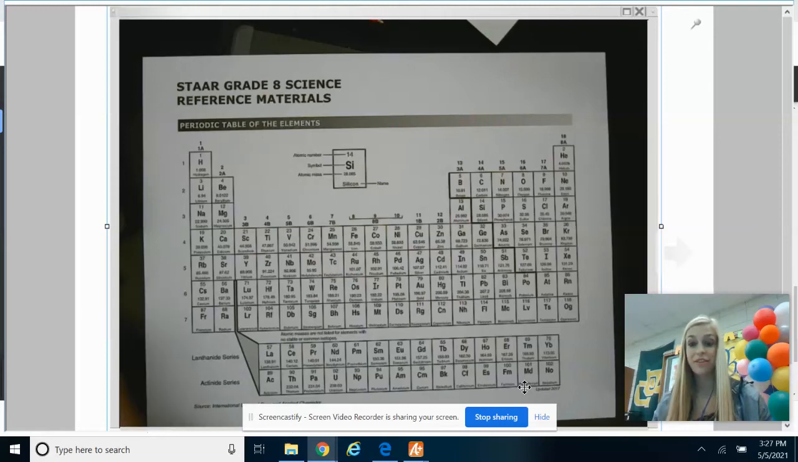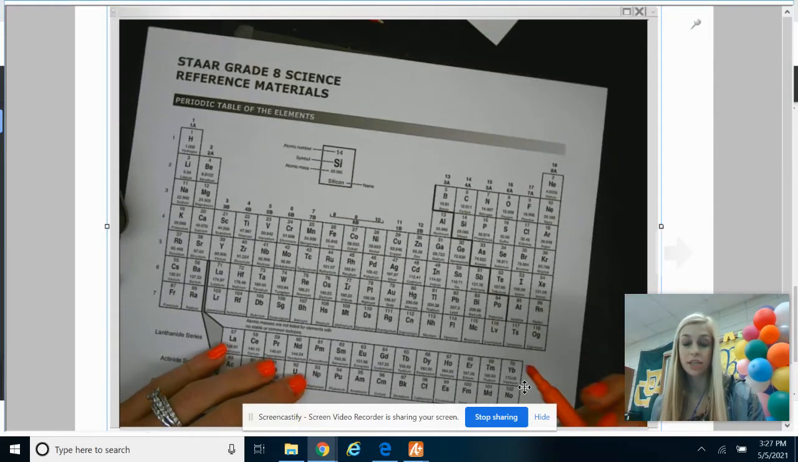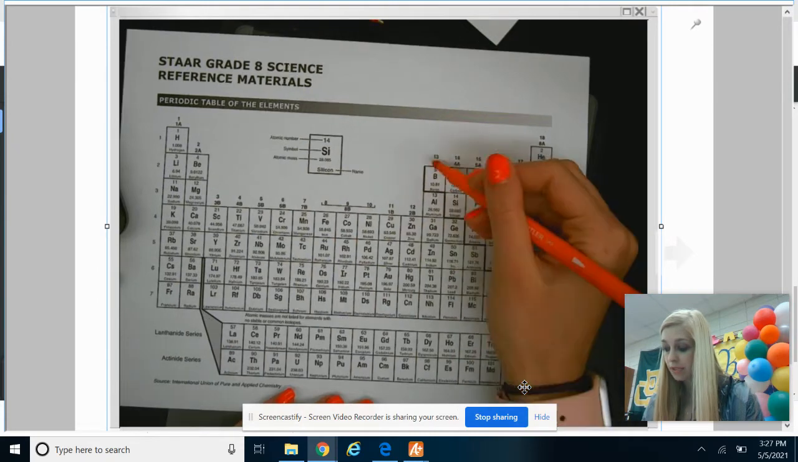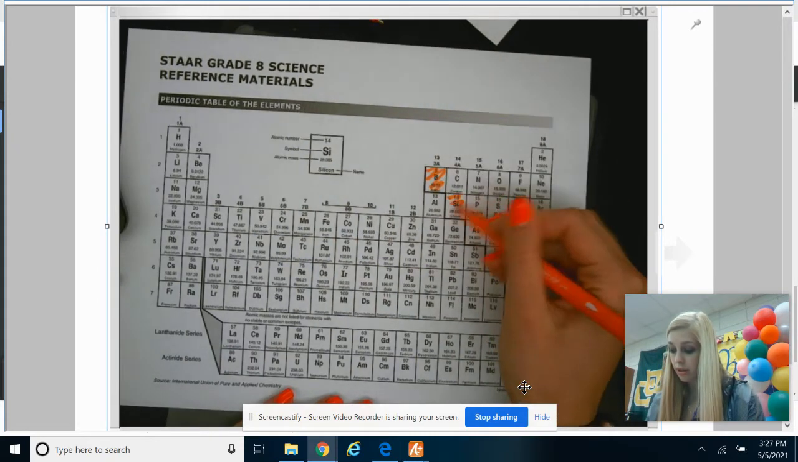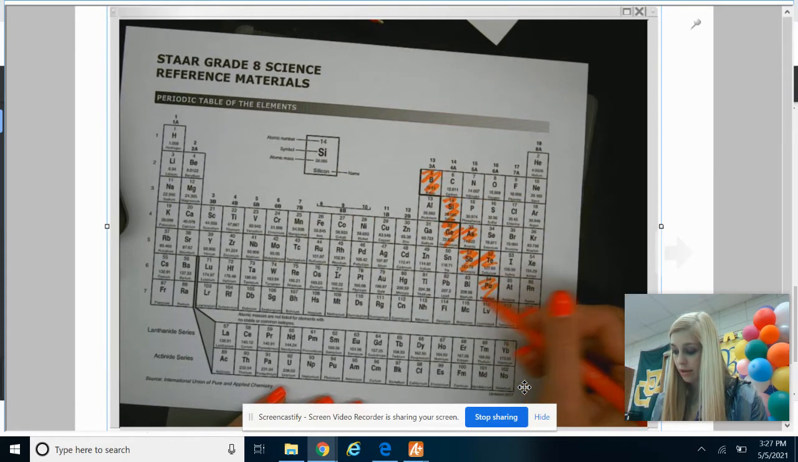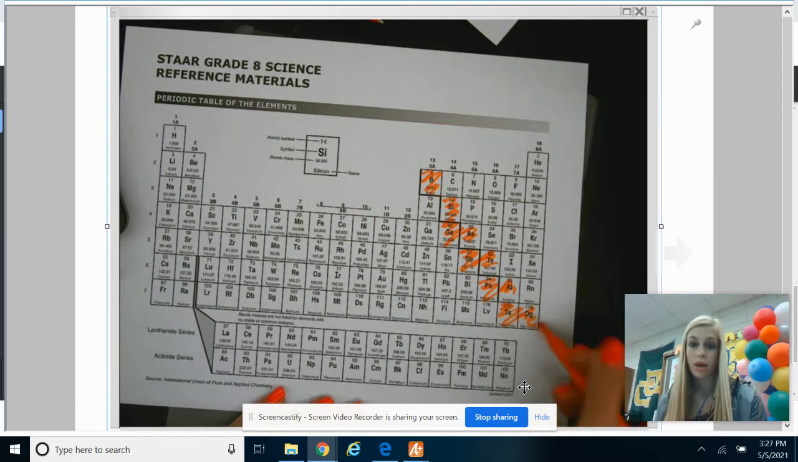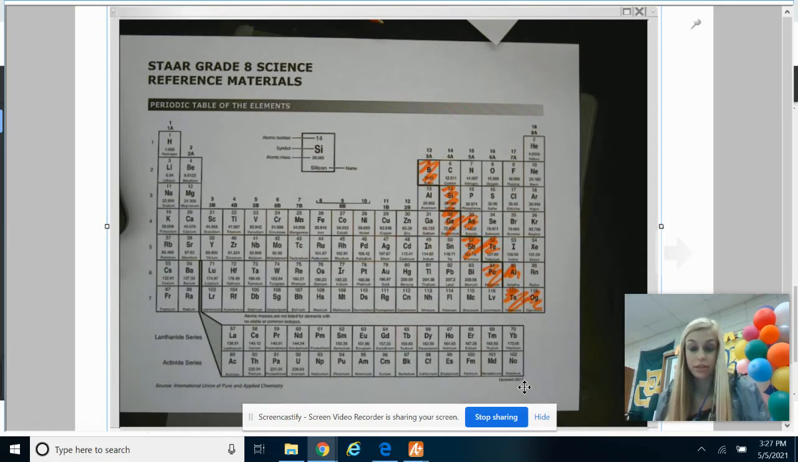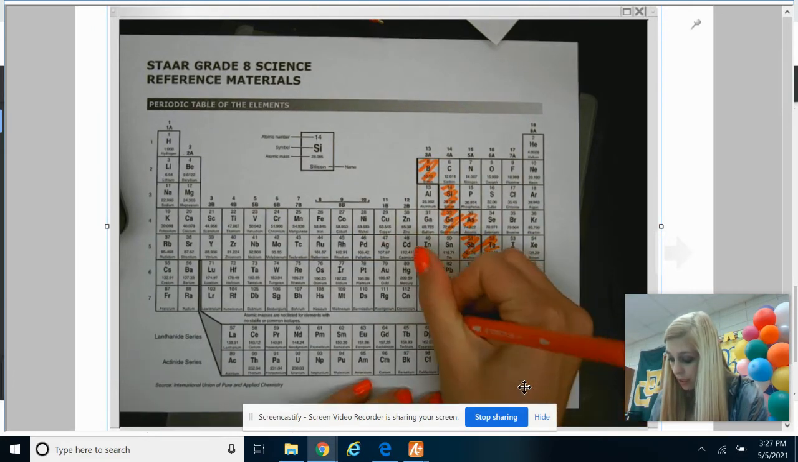Okay, let's do the front of the brain now. First thing I'm going to do is shade the metalloids, which would be boron, silicon, down, across, down, across, down, across. And you will be using pencil on the STAR test, but I'm going to use colors so that it's easy for y'all to see. Metalloids.